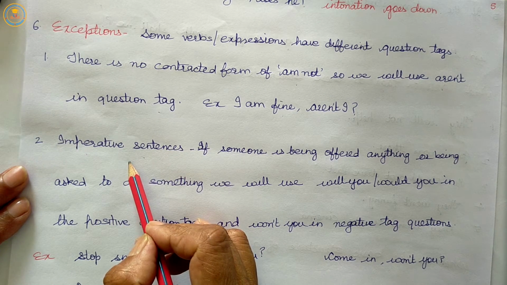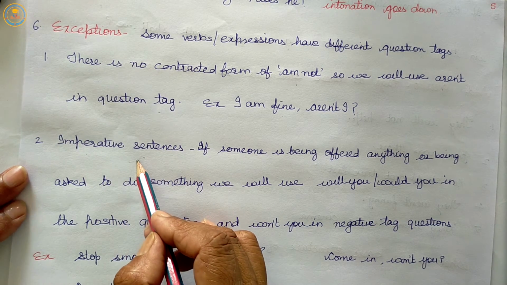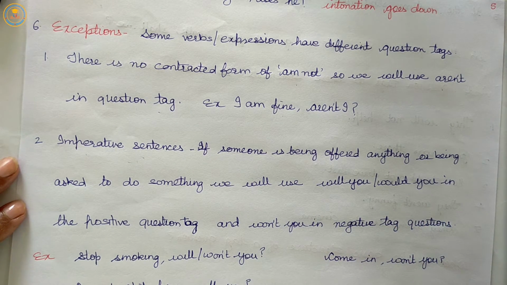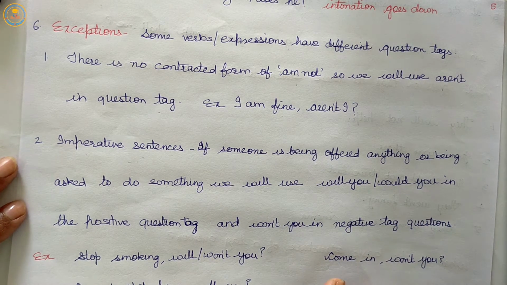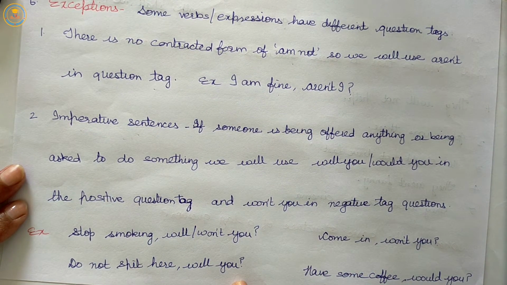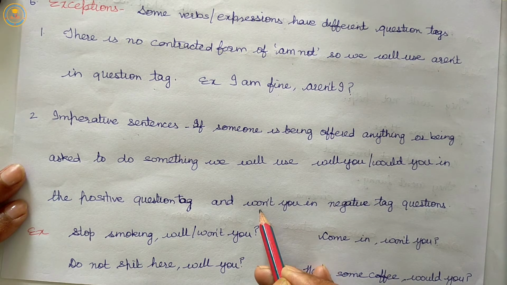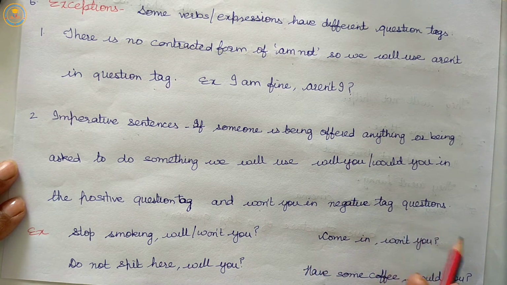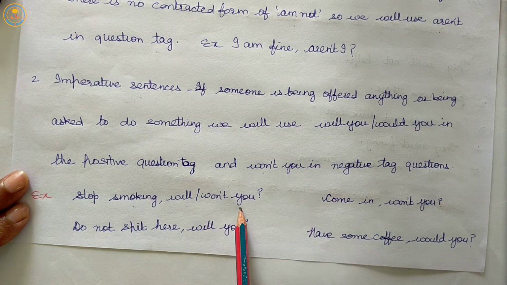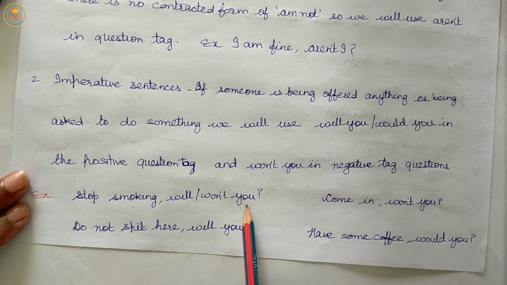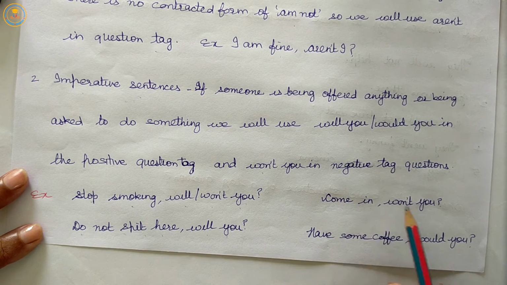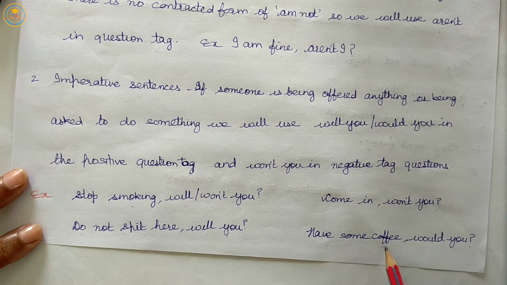Next is imperative sentence. In imperative sentences, if someone is being offered anything or being asked to do anything, we will use will you or would you in the positive tag, and if it is the same in the negative, then we will use won't you in the negative tag questions. Stop smoking. Will you or here won't you. Do not spit here. Will you come in? Won't you have some coffee?